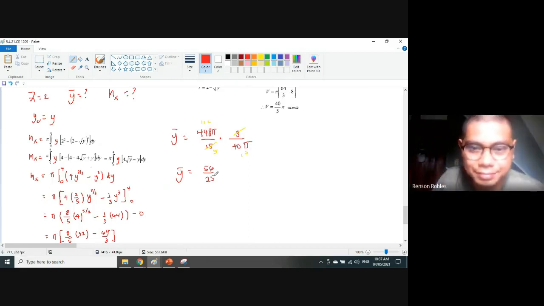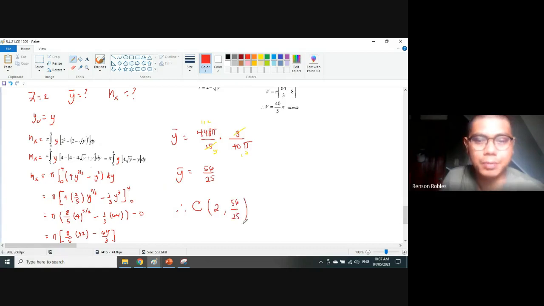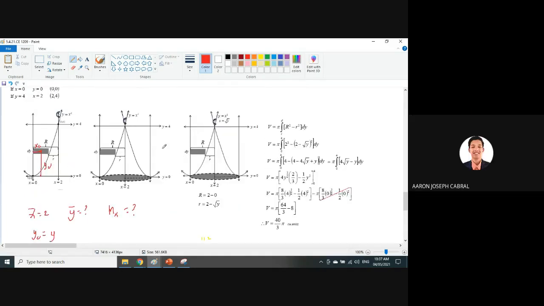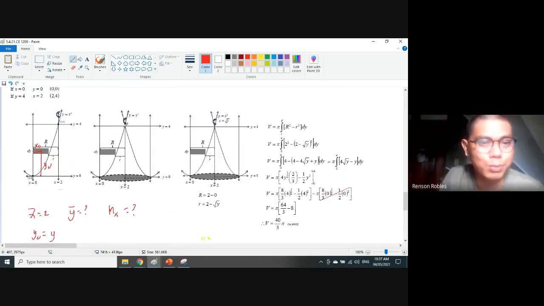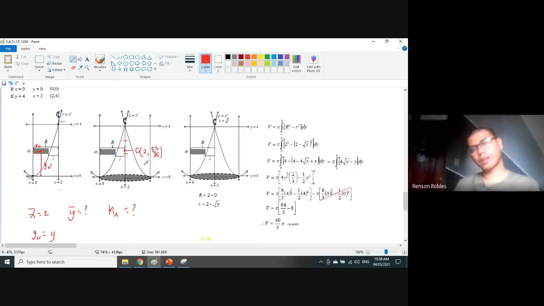All right. Yeah, I think. Therefore, the centroid can be found at 2, 56 over 25. 56 over 25 is 2 point something, and I think it's still located somewhere here. 2.24, sir. 2.24. So this is 4. This is 4. So halfway, this one is 2. And then 2.24. This one is 3.5. And then somewhere here. Yeah. And this is where we can find our centroid, at 2, 56 over 25. All right.